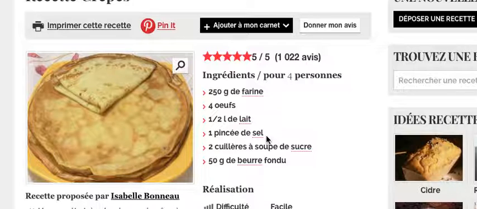tiny bit of salt, 2 cuillères à soupe, it's like tablespoon, it's like a soup spoon as we call them in French, 2 cuillères à soupe de sucre, it's like 2 tablespoons of sugar, 50 grammes de beurre fondu is 50 grams of melted butter. Beurre is butter. Fondu, melted. So we see in French, butter melted.